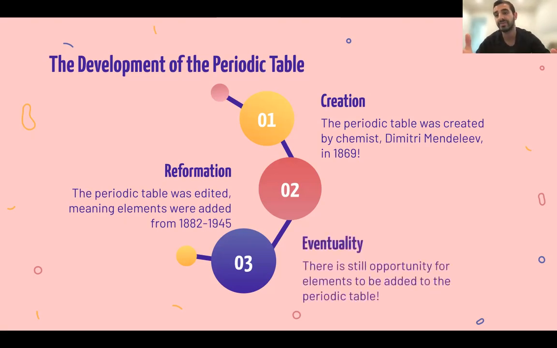And then this term, eventuality, I wanted to keep it consistent. What does the future hold? What if there's another element discovered that has more than 118 protons? There's still opportunity for elements to be added to the periodic table. This is not a set in stone thing, and this is why we use the word development. There is always room for more elements if they are discovered. And who knows, maybe one of you will discover it just walking down the street or something.